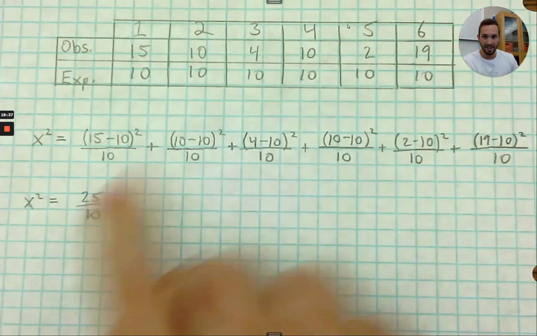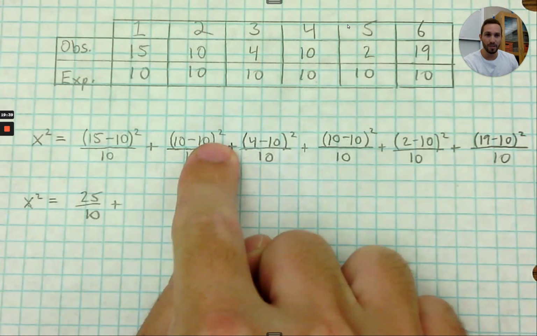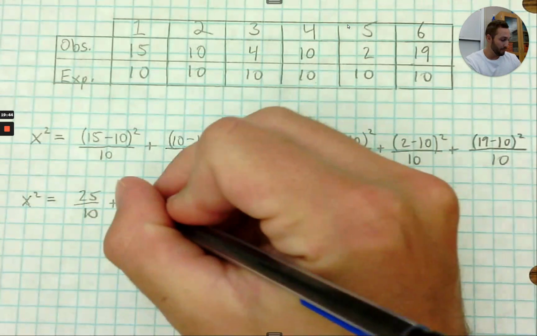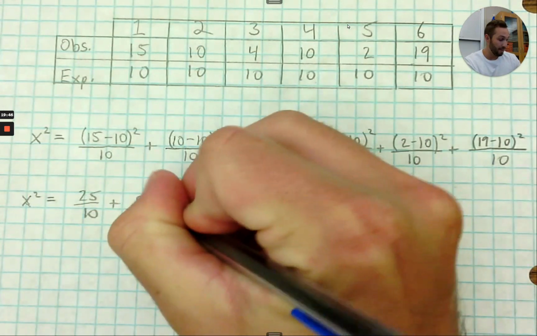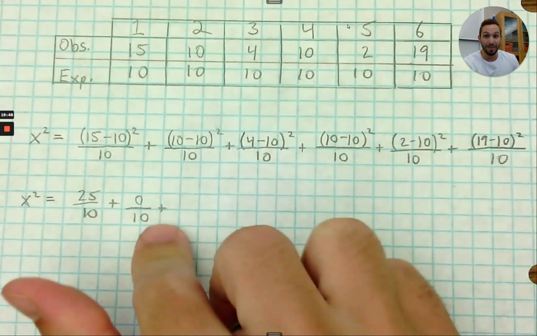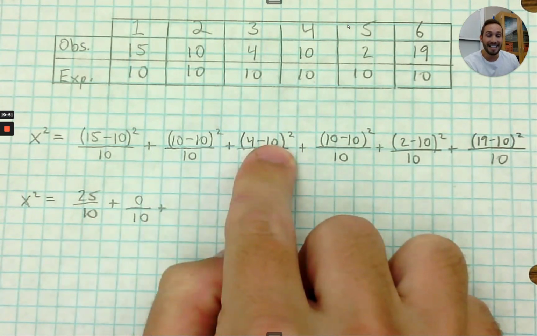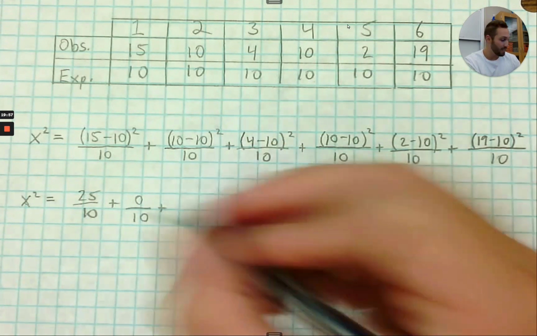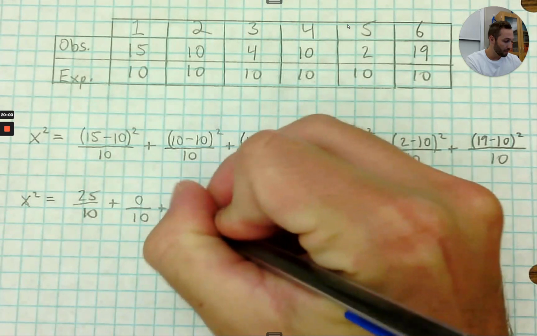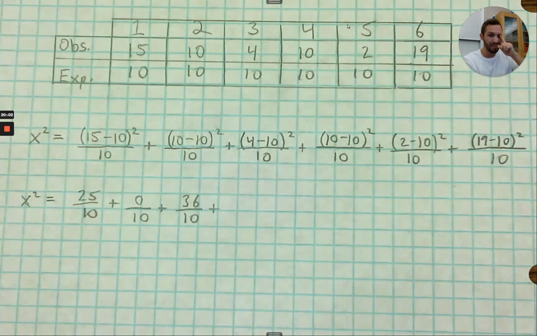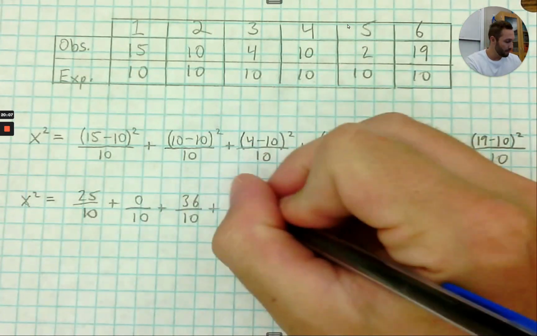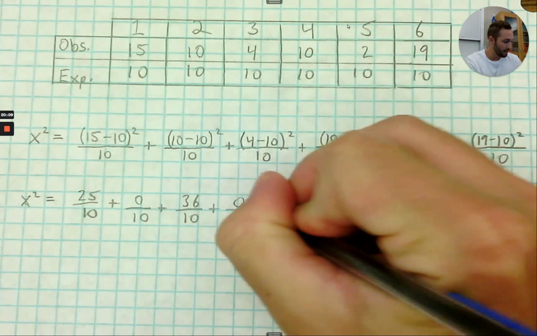So that becomes this. This next one is 10 minus 10, which is 0. 0 squared is 0. 0 divided by 10 is 0. I'll just put 0 over 10 for now, just to show you it's simplified, right? And then 4 minus 10, that's negative 6. Negative 6 squared is positive 36 over 10. And then this next one is 10 minus 10 again, that's 0. Squared is still 0 over 10.